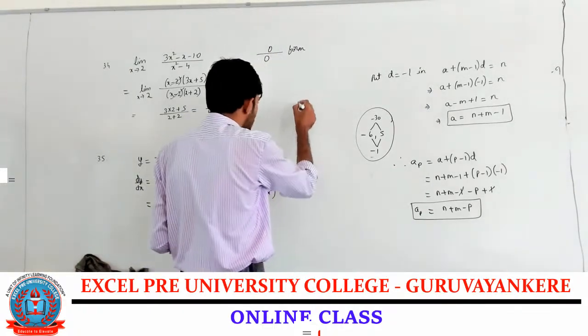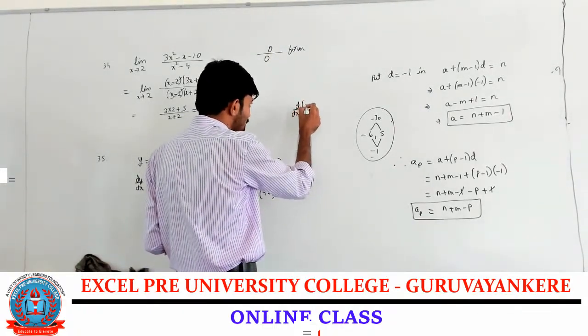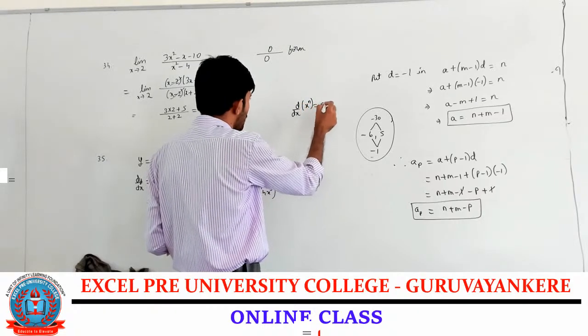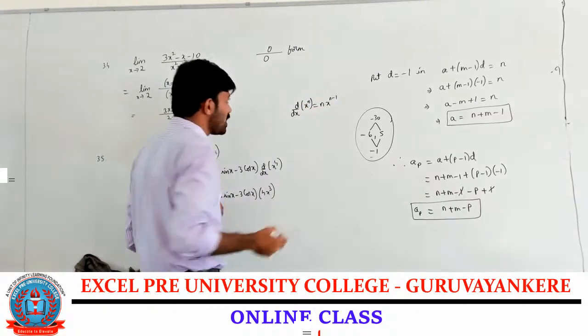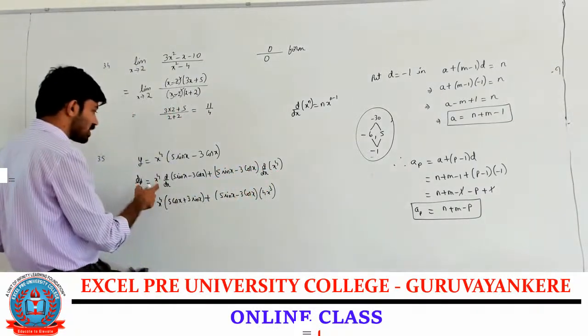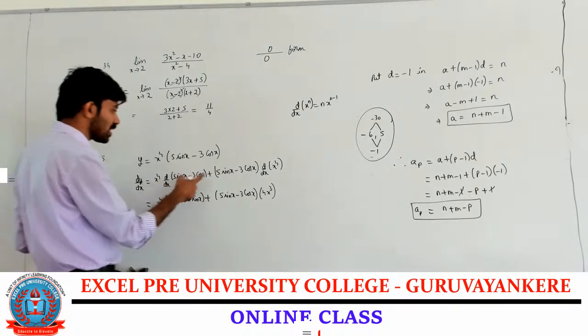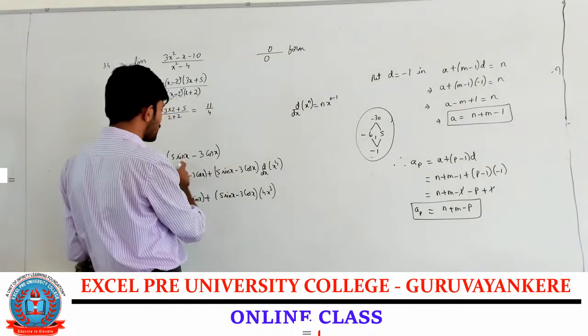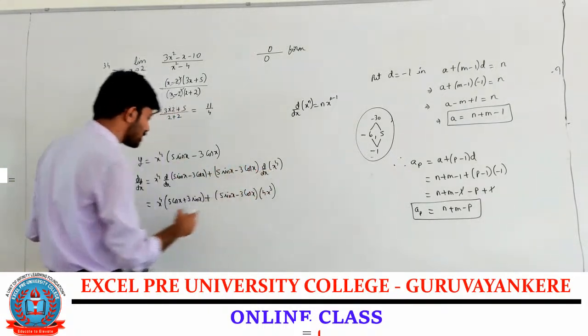Derivative of x power n. Do all the formulas. Derivative formulas are required even in second year. Derivative of x power n is n into x power n minus 1. Derivative of x power 4 is 4x cubed. Correct? First function keep as it is, differentiate the second. Plus second function keep as it is, differentiate the first. Derivative of x power 4 is 4x cubed.